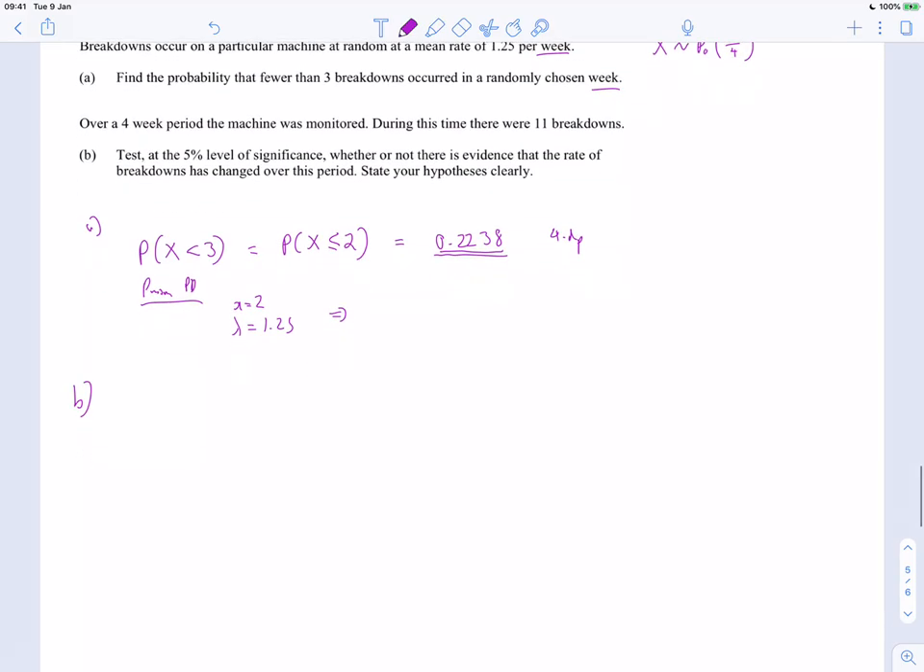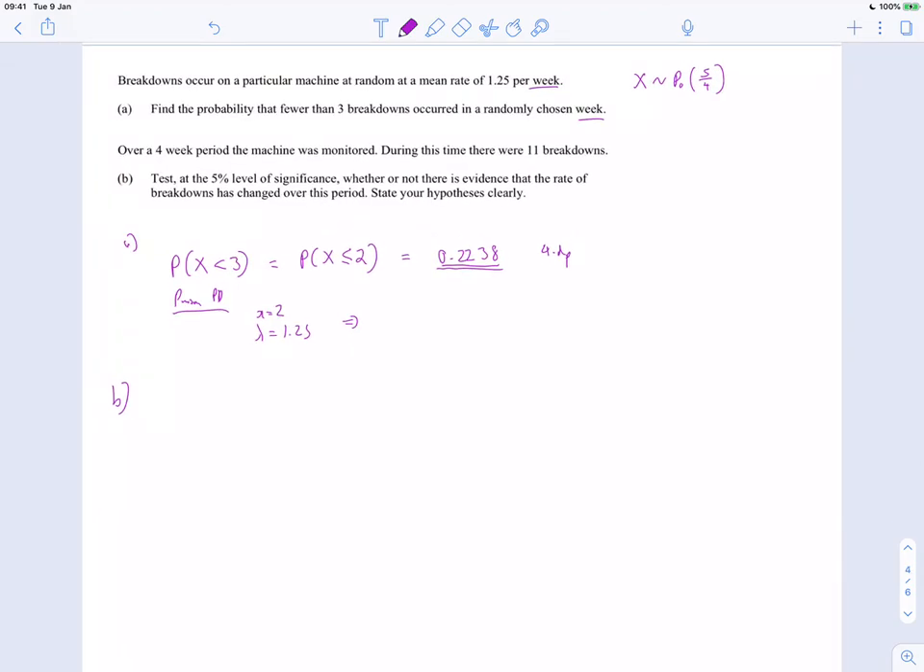Part B. Over a 4-week period, the machine was monitored. During this time, there were 11 breakdowns. Test at the 5% level of significance whether or not there is evidence the rate of breakdowns has changed over this period. Right, so H naught will be that the rate has not changed. And think about it, for 1 week, if it was 1.25, you've got to times it by 4, you've got to scale it up. So that means the average rate should be 5 a week. And the alternate hypothesis is there is a change in that 5. So there's my hypothesis.